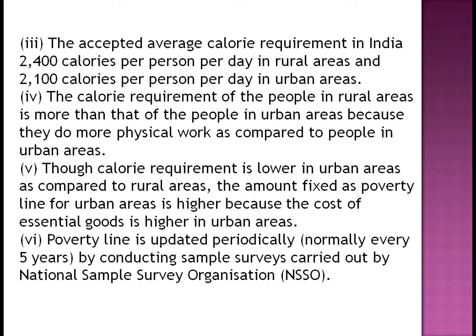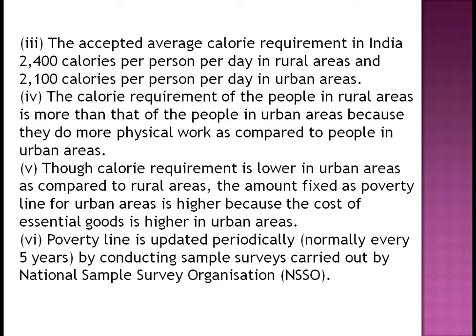The accepted average calorie requirement in India is 2400 calories per person per day in rural areas, and 2100 calories per person per day in urban areas. The reason the calorie requirement in rural areas is more is that rural people do more physical work as compared to people in urban areas. Urban people are living a little more luxurious life, and rural people do harder jobs, where the physical work is more. Thus the calorie requirement is lower in urban areas compared to rural areas, and the amount fixed as the poverty line for urban areas is higher because the cost of essential goods is higher in urban areas.